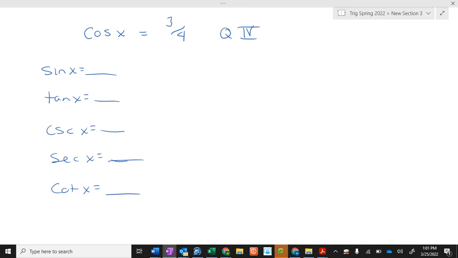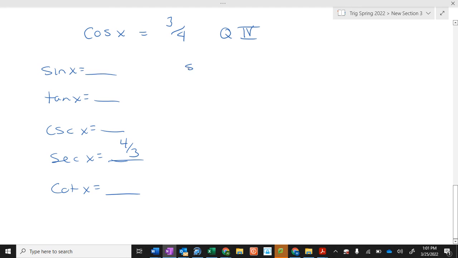What's a secant? It's just the reciprocal of cosine, right? What's the reciprocal of 3/4? 4/3. Boom! Done. Easy peasy. Lemon squeezy. Okay? Super easy. There's always going to be one that's going to be the reciprocal of it. So you find that one first. All right. Now let's use trig identities.